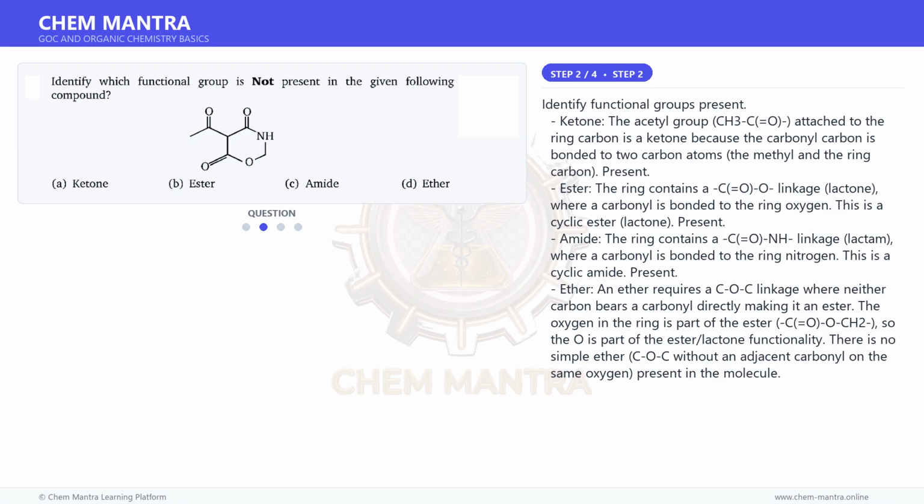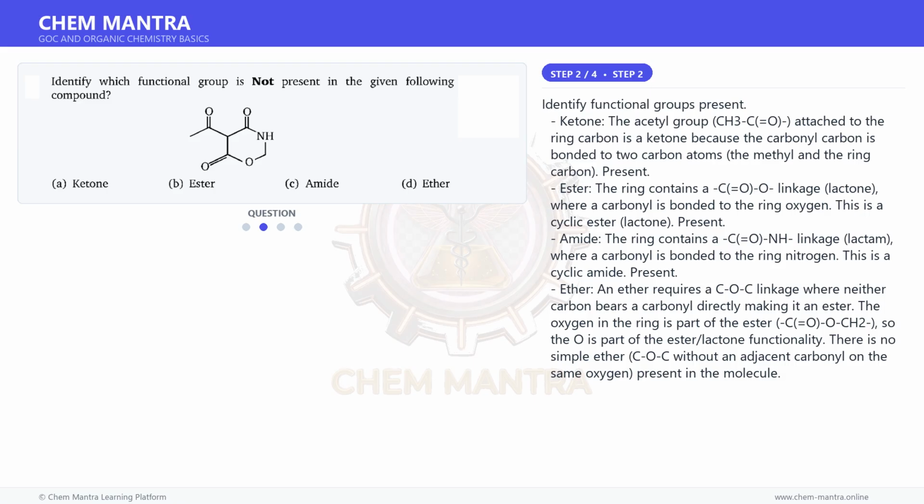Ester, the ring contains a C=O linkage, lactone, where a carbonyl is bonded to the ring oxygen. This is a cyclic ester, lactone. Present. Amide, the ring contains a C=O, NH linkage, lactam, where a carbonyl is bonded to the ring nitrogen. This is a cyclic amide.